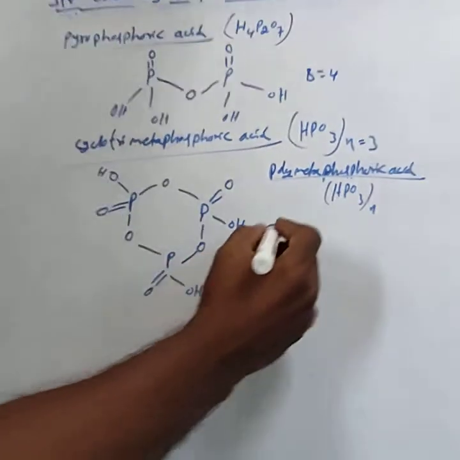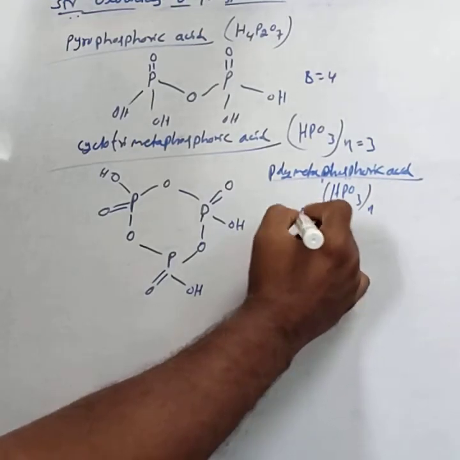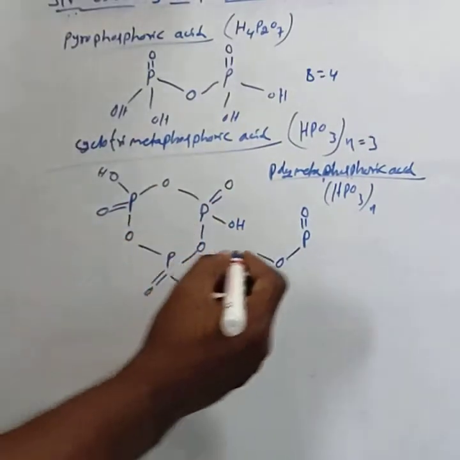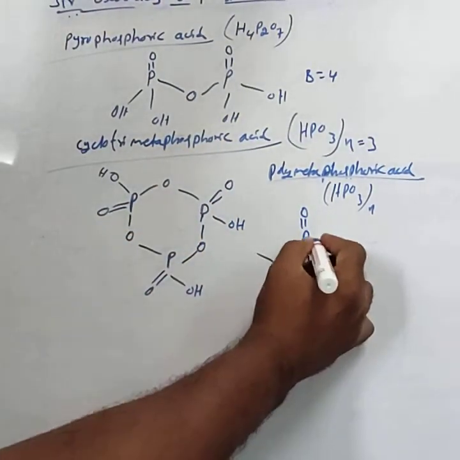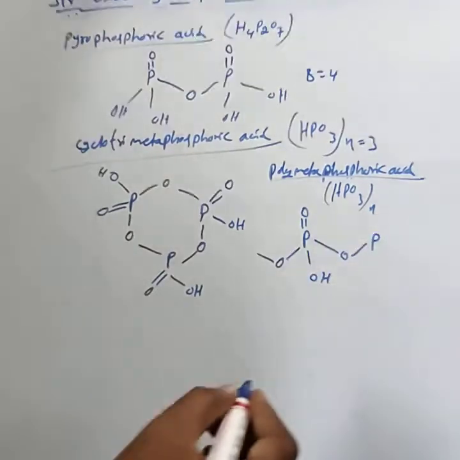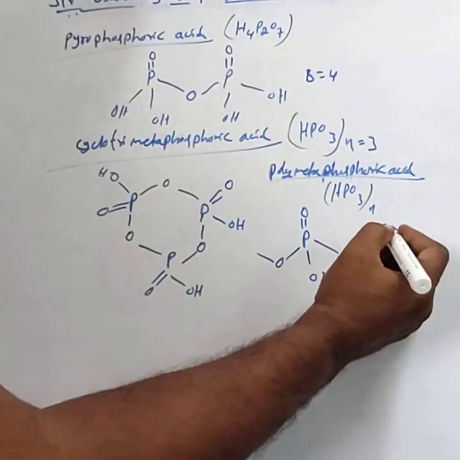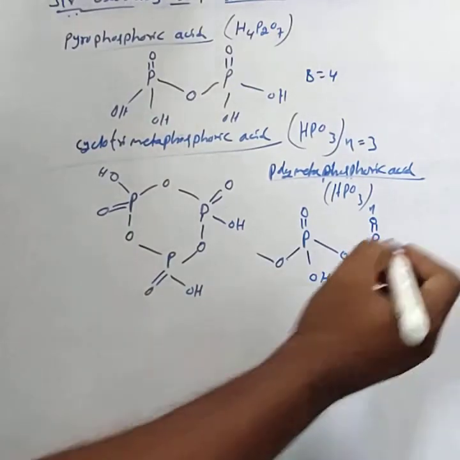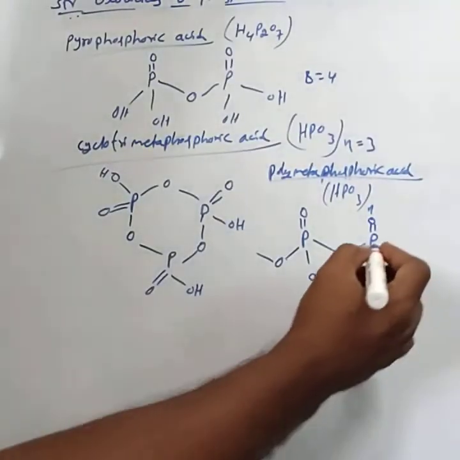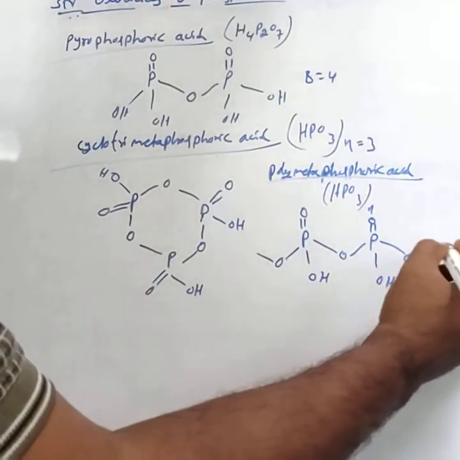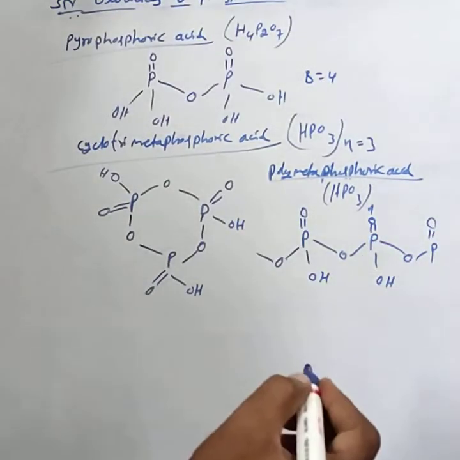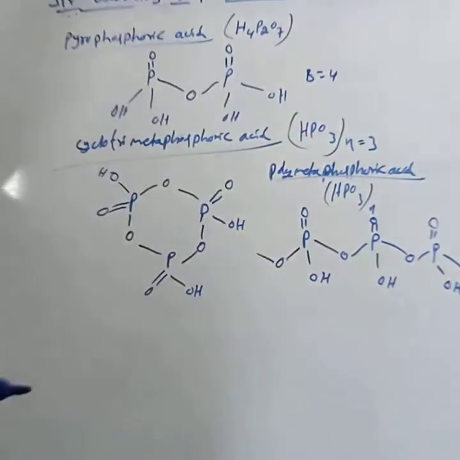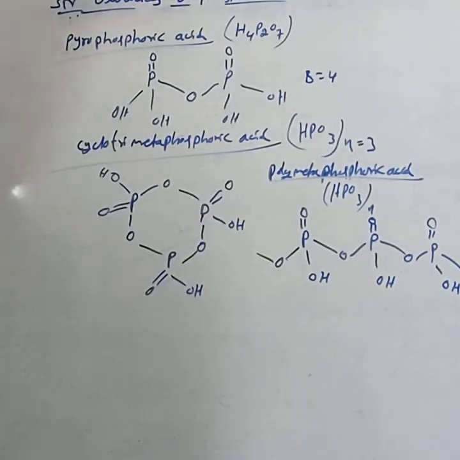Then the structure is given by PO, here continuation, then OH, then O, POP, then it has OH, double bond OH, then OP double bond OH, O continuation. This is the polymetaphosphoric acid structure.